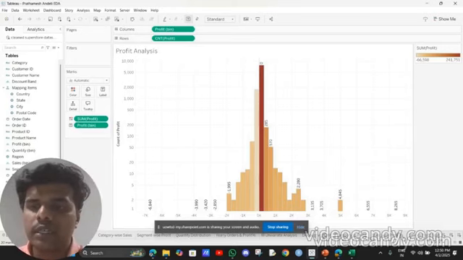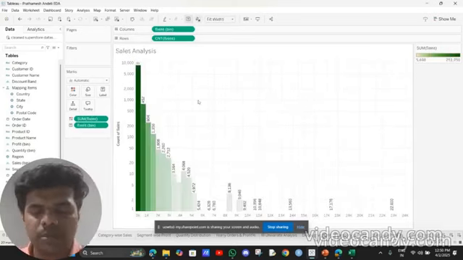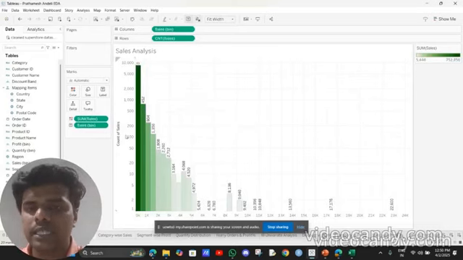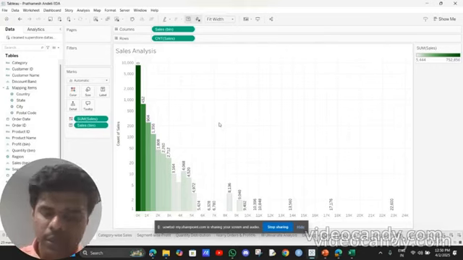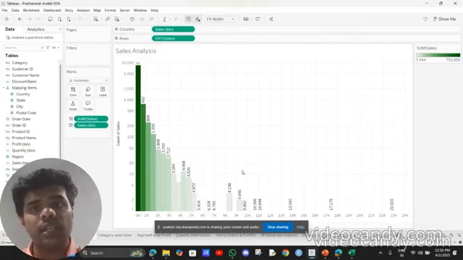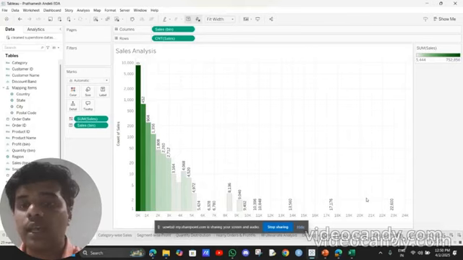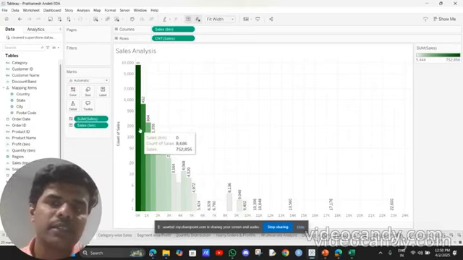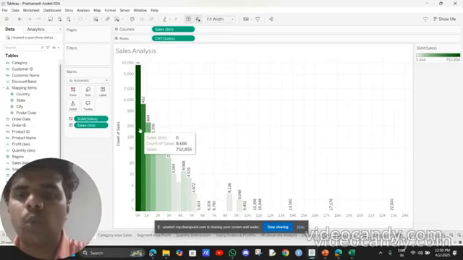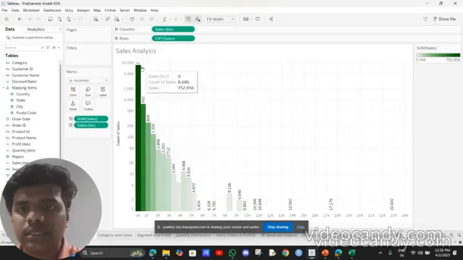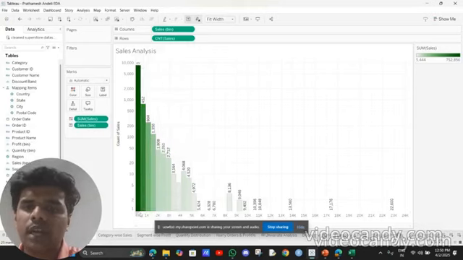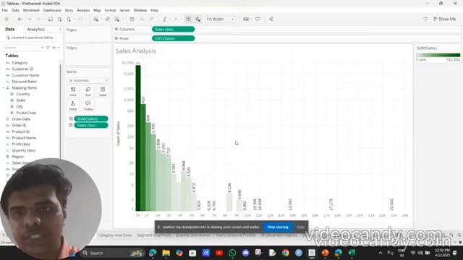Moving on, we have sales analysis, sales distribution. Basically, we have count of sales on the y-axis and sales prices on the x-axis. Along the x-axis, I have created a similar bin in the sales to visualize very clearly. And here we can see a similar pattern, a similar trend. Most of the sales are around 400 to 500 US dollars.